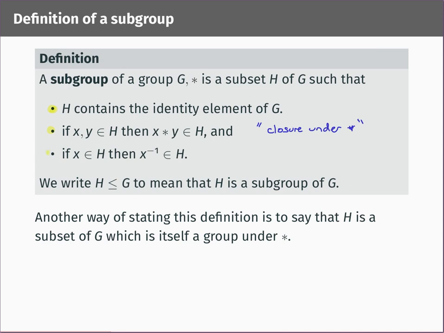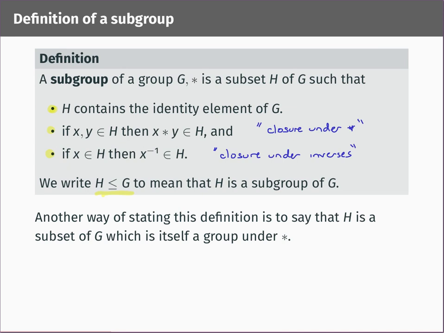Finally, if x is in H, then the inverse of x must be in H as well. So this property is called closure under inverses. And there's a special piece of notation for when a subset H of G is a subgroup, which is exactly like the notation we use for subspaces. So we use this notation to mean that H is a subgroup of G.